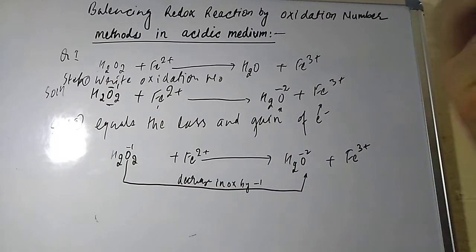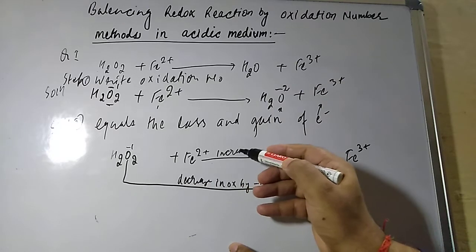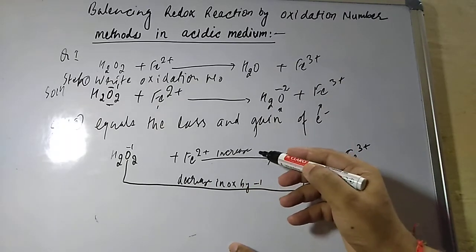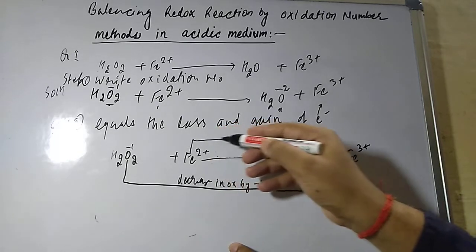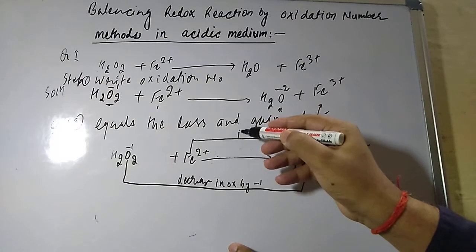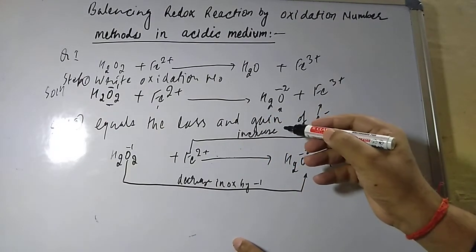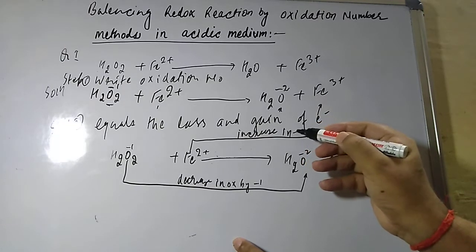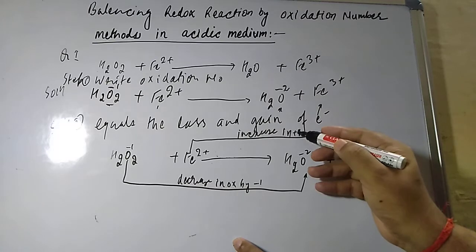Okay, and here is the increase in oxidation number, student. Here, if you see Fe2+ going to Fe3+, how much is the increase? Plus 2 to plus 3. The increase in oxidation number is plus 1.